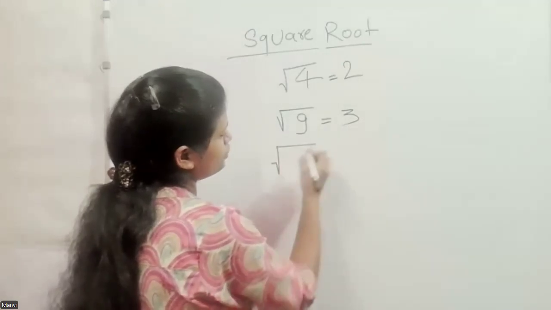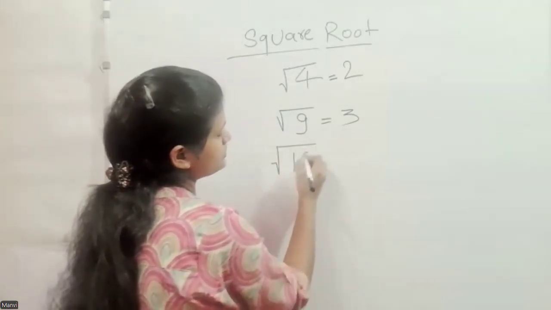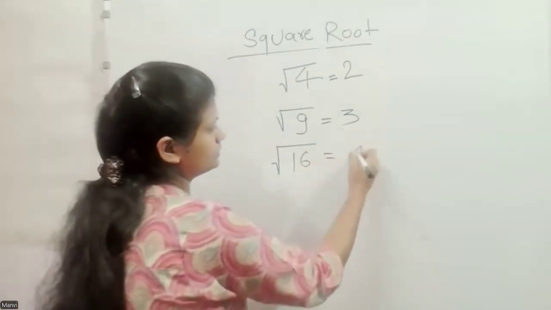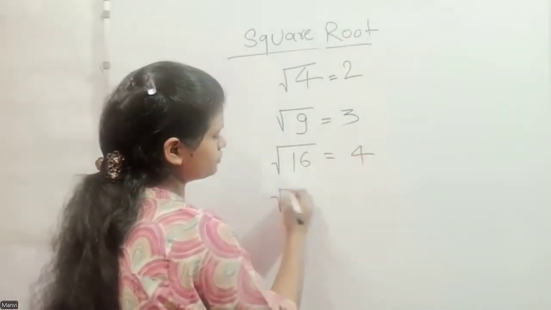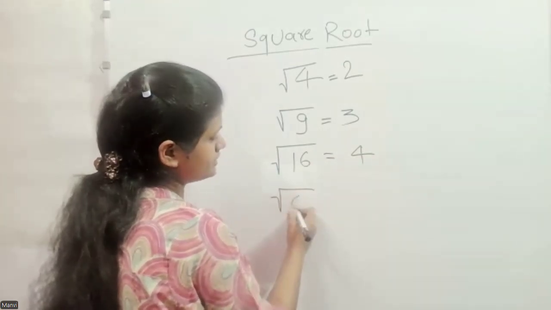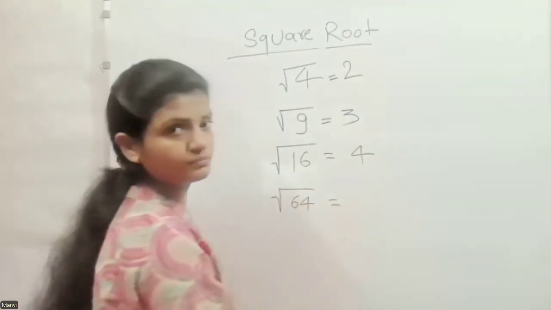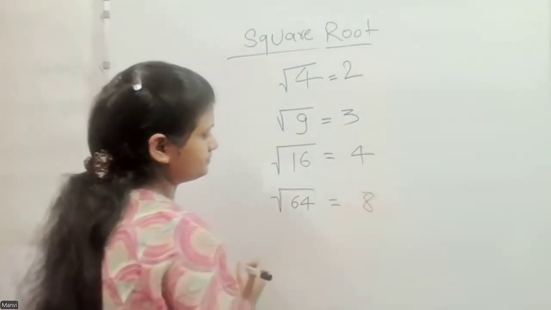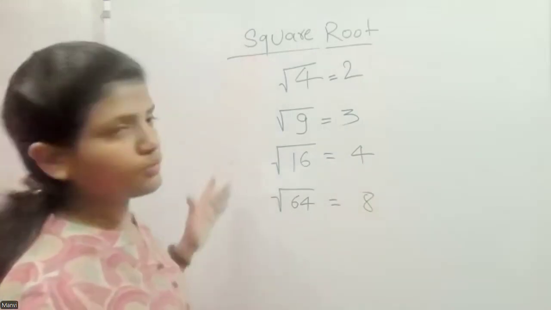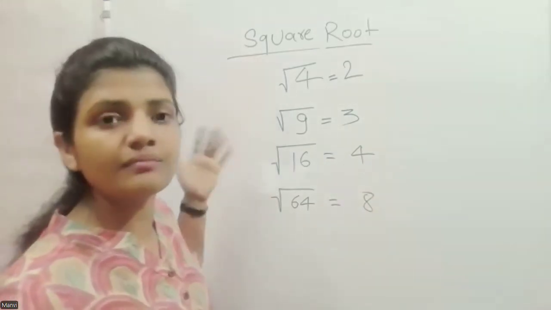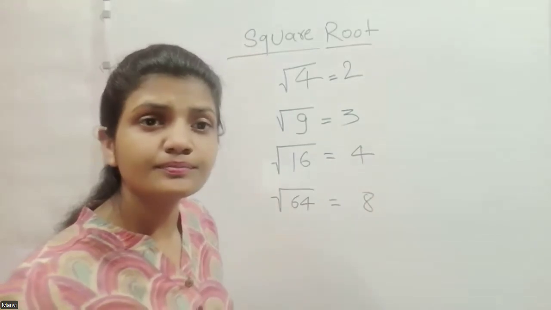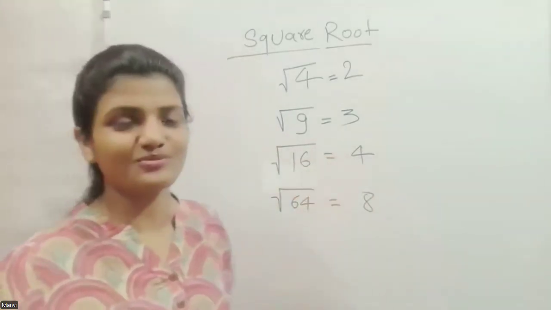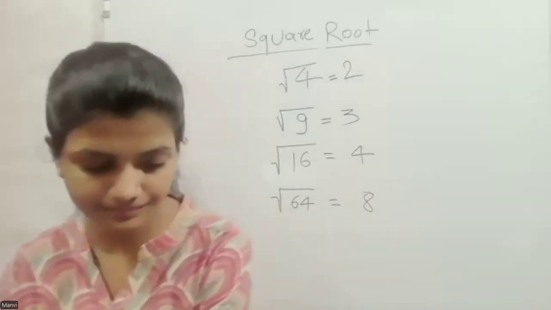Riyans, next it's your question. What's the square root of 16? Good. What's the square root of 64? 8. Very good. So this is the square root. The square root is nothing but just the opposite of a square number.